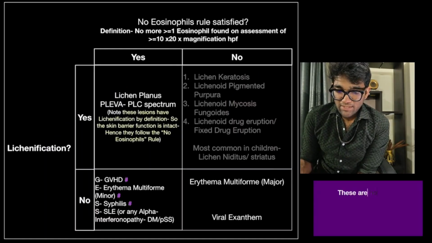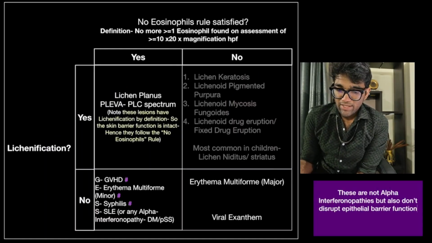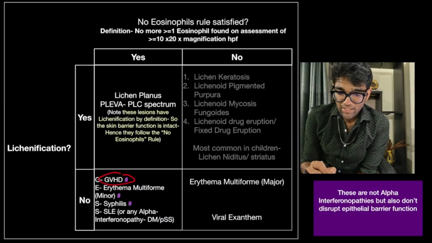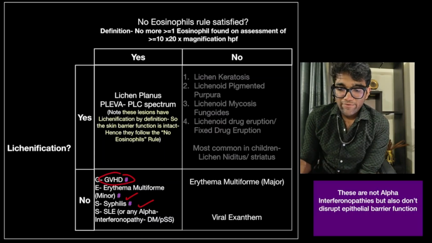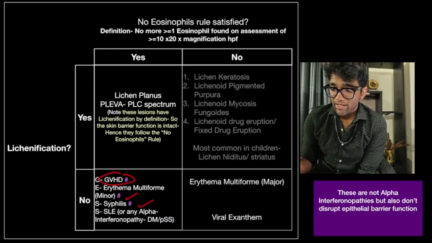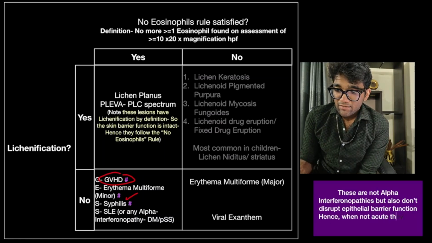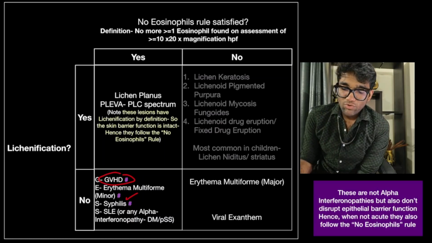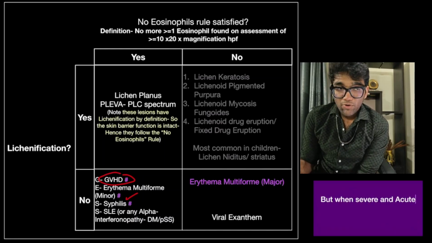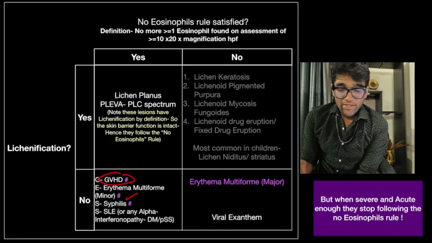As I have just discussed, GVHD, erythema multiforme, and syphilis are not alpha interferonopathies, but they also do not disrupt the epithelial barrier function. So when they are not acute, they also follow the no-eosinophils rule. Now erythema multiforme, being very severe and very acute, breaks the no-eosinophils rule.